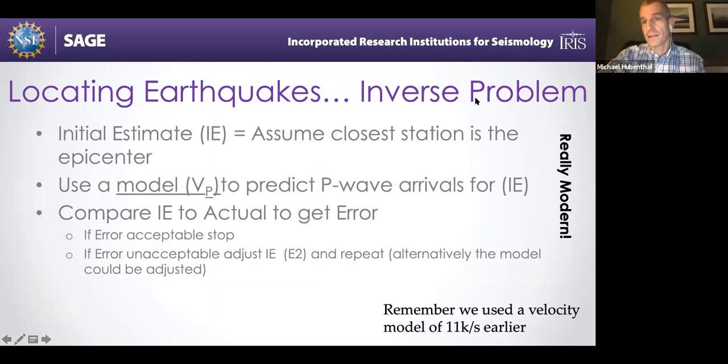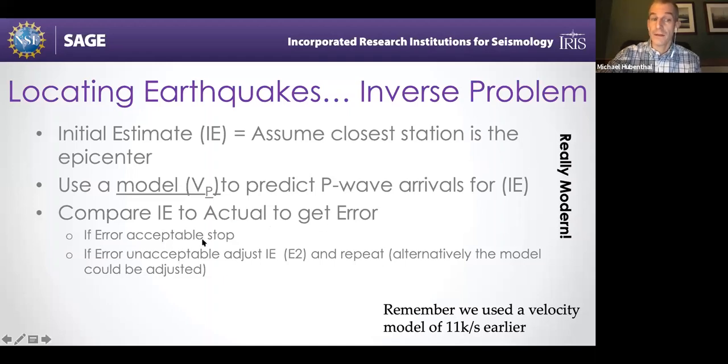So the way we're going to actually solve this inverse problem is we're going to say, let's make an initial estimate of where that earthquake is. And we're going to assume that it's the closest station to the epicenter. We're then going to use a velocity model to predict P-wave arrivals for that location. So think about the velocity model that we used in our Earth structure activity. We assumed 11 kilometers per second. Same basic idea. We're going to use a computer and we're going to predict when the seismic energy should arrive at all of those stations if the source of that energy was that closest station. And when we compare the predicted values to the actual values, we're going to get an error.